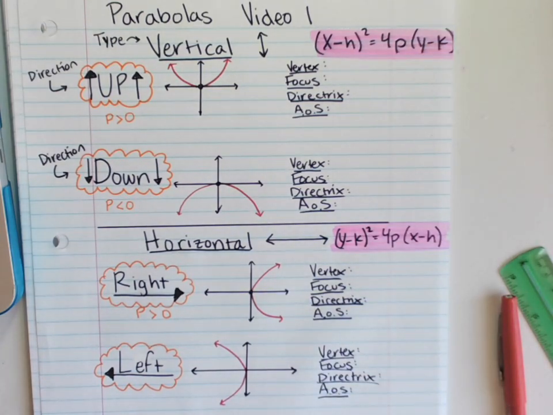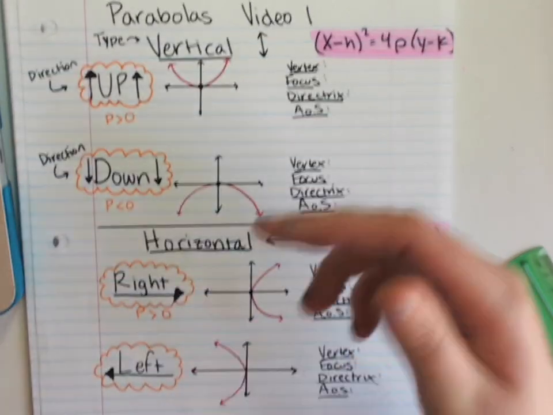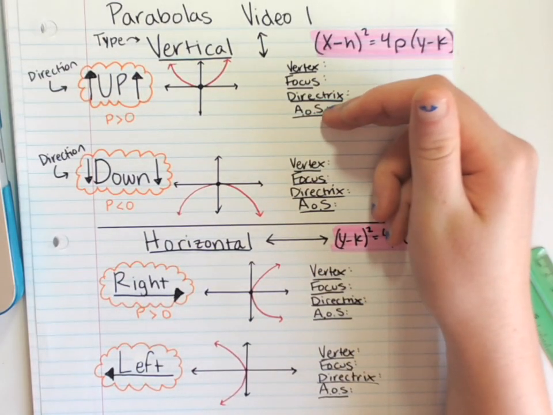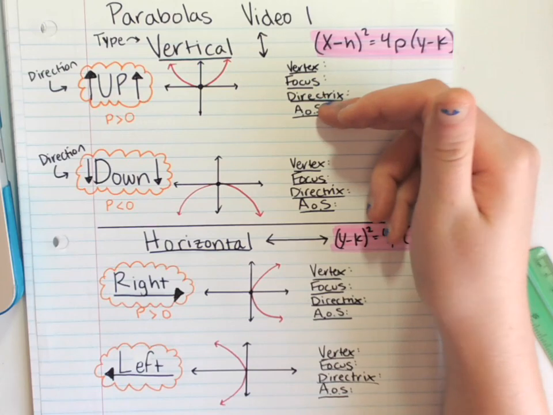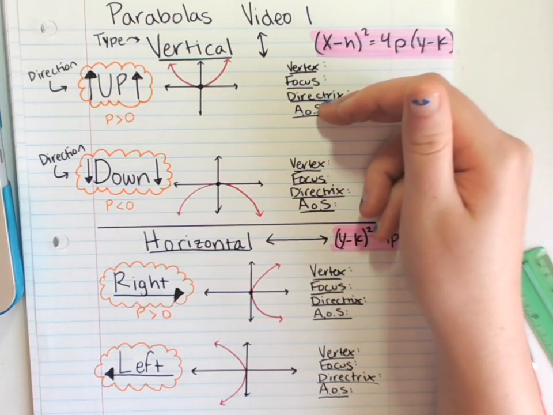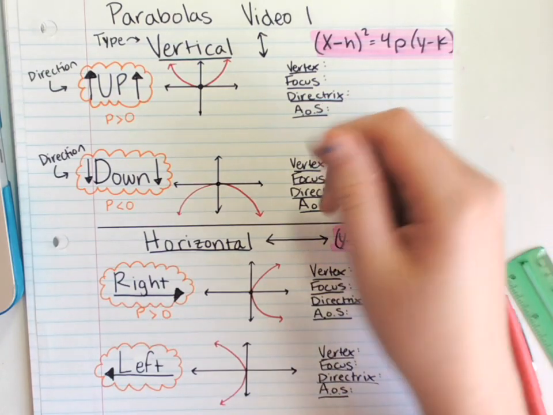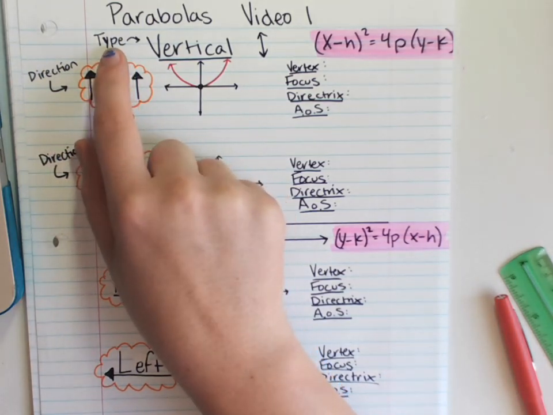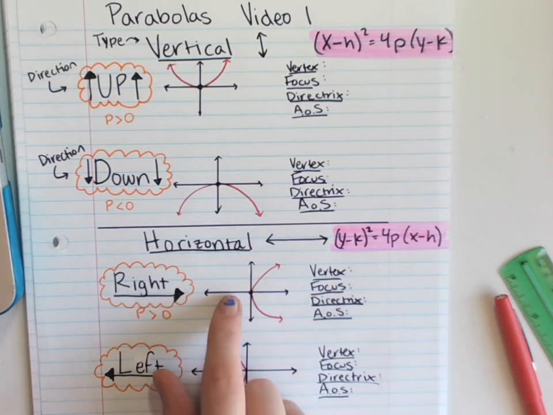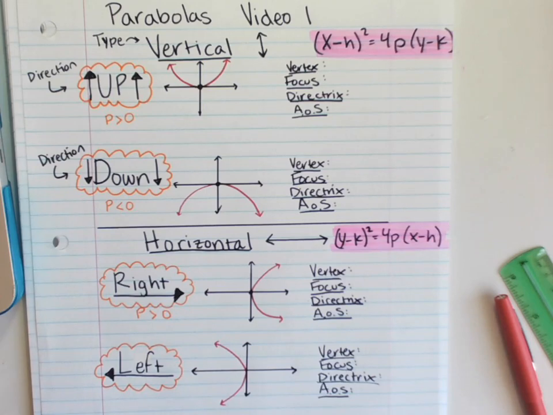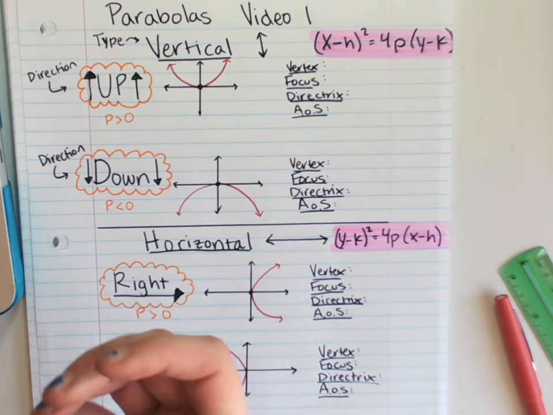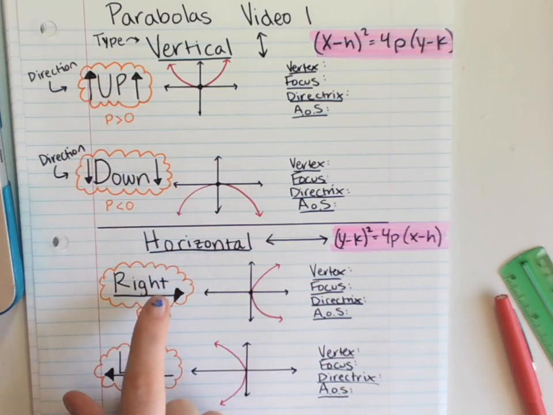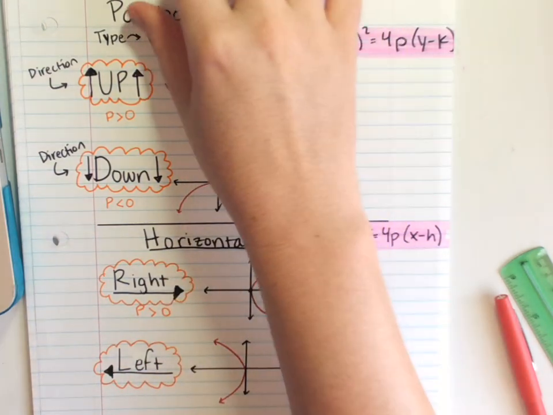With these, we need to find 4 pieces of information for each parabola: vertex, focus, directrix, axis of symmetry. But you also need to know what kind of parabola it is, so that's what we need to know for type. If I ever ask you what type of parabola it is, I'm asking, is it going to be vertical or is it going to be horizontal? After you've determined what type it is, you need to tell me which direction it's facing: either up, down, right, or left. And I'm going to show you how to do that.